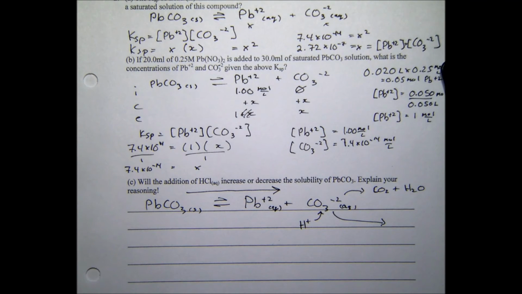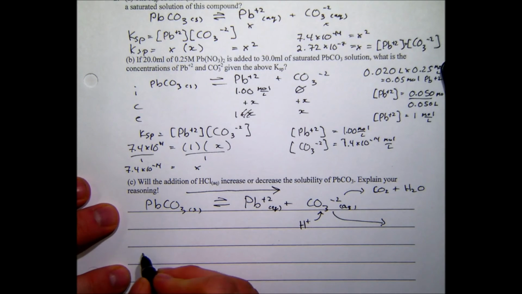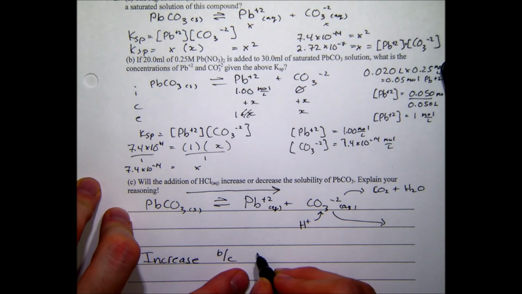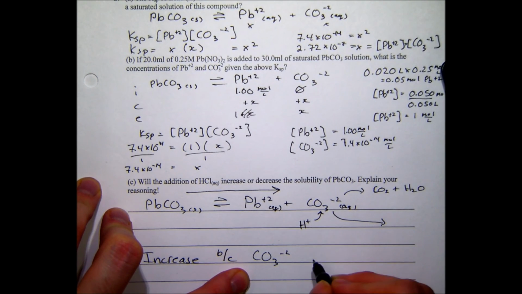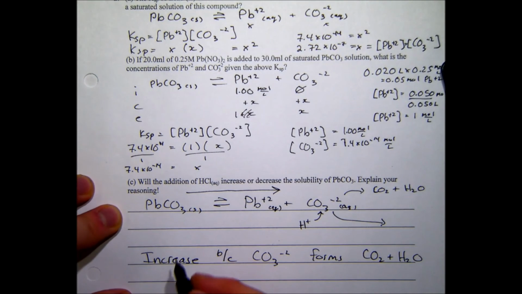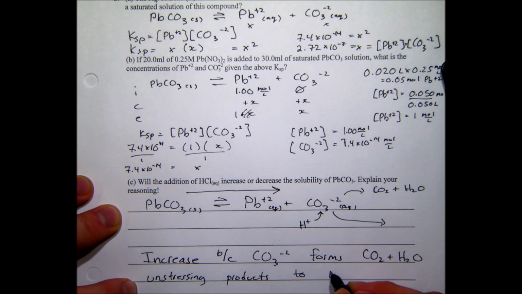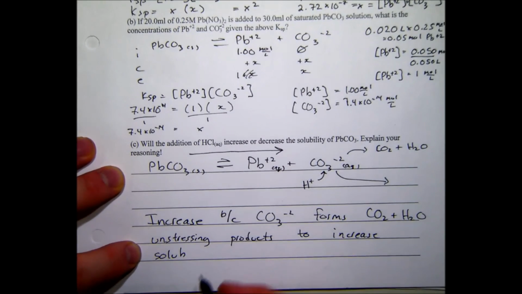So the question is, will the addition of HCl increase or decrease the solubility of lead carbonate? It will increase, because CO3 minus 2 forms CO2 plus H2O. Unstressing products to increase solubility.